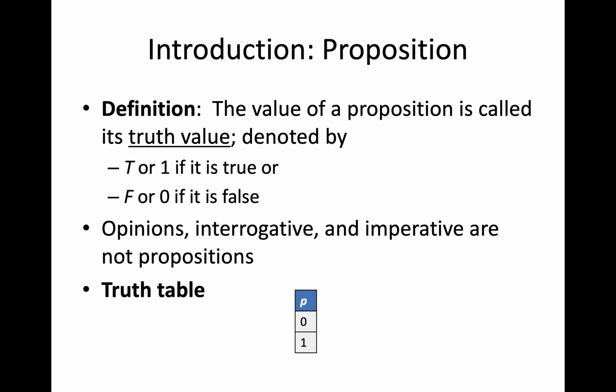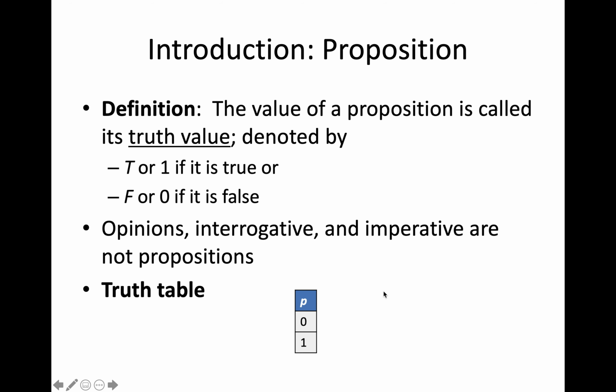Now, again, the value of the proposition is called a truth value. This is denoted by T or 1 if it's true, F or 0 if it's false. Essentially, it's as simple as that. Whether you do math or whether you do something else, those are going to be your values. When you tie it into other things, your opinions, for example, your interrogative statements, imperative statements, these do not become propositions and are not propositions.